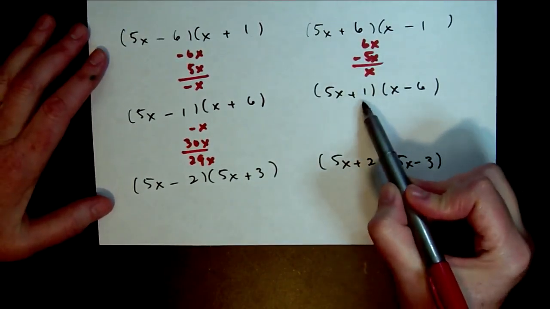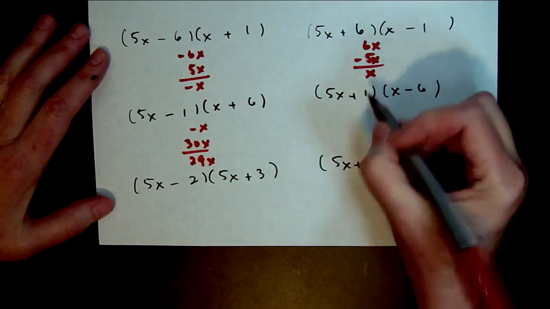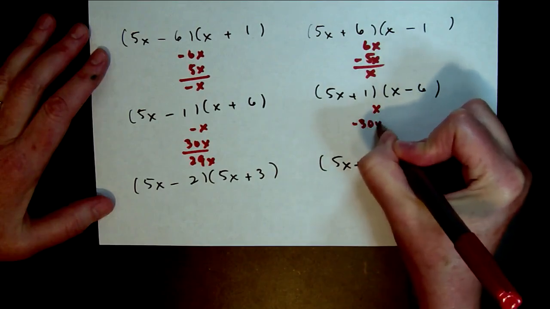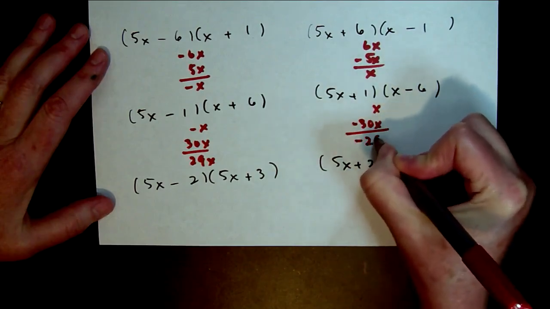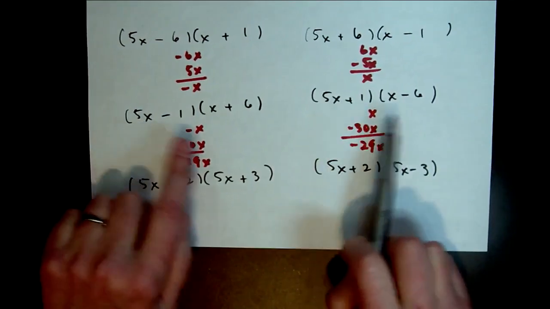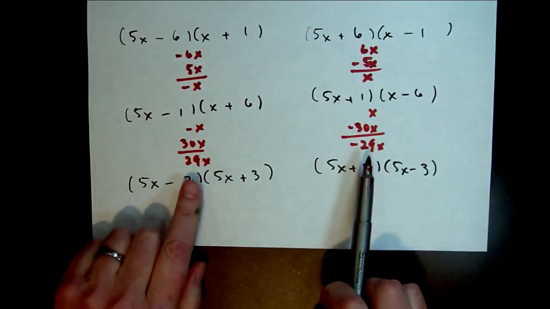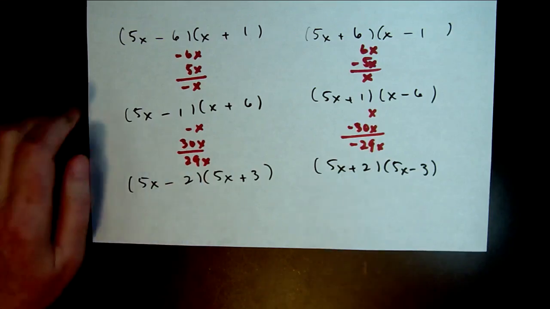Going over here, the inner terms will multiply to give me 1x. The outer terms will multiply to give me a negative 30x. Those will combine to give me negative 29x's. So notice again, when I had all the same numbers, but with the plus and minus reversed, I got the same middle term, just with the opposite sign.